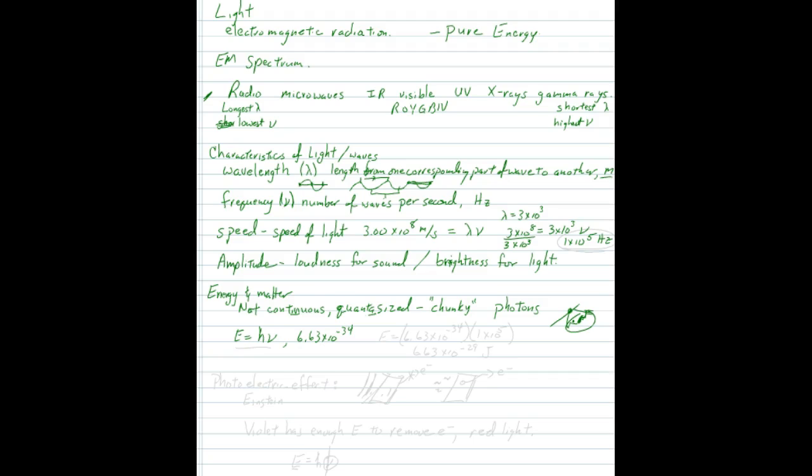Using this example up here, we now have the frequency. So E equals 6.63 times 10 to the negative 34th times 1 times 10 to the 5th. Do the math, and you get 6.63 times 10 to the negative 29 joules of energy.